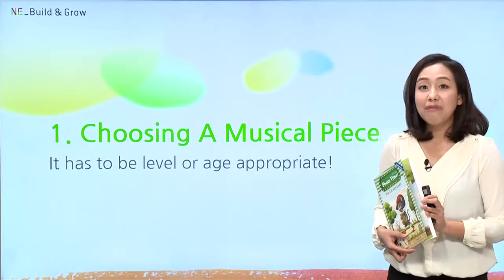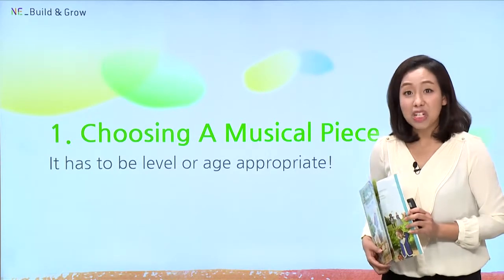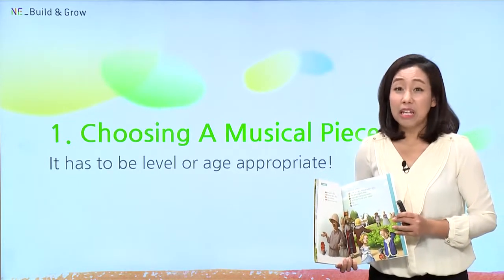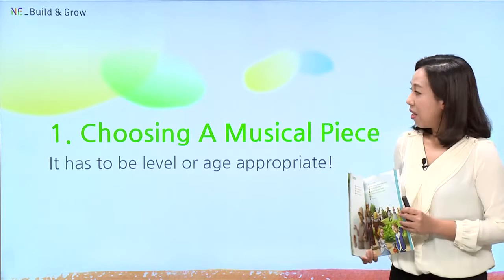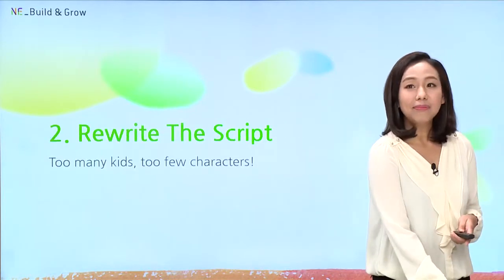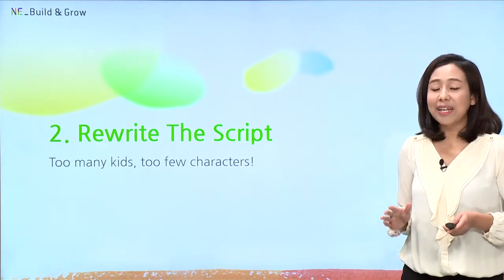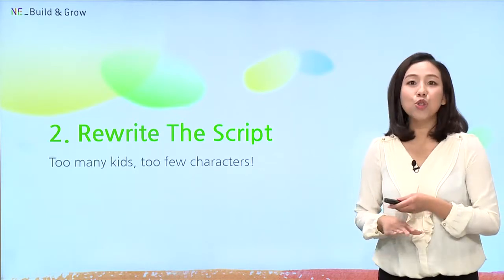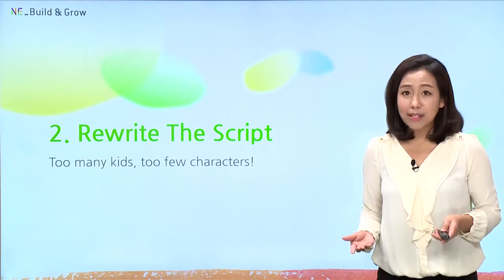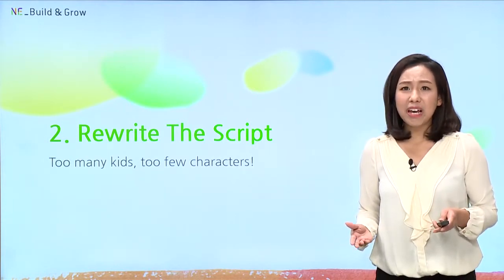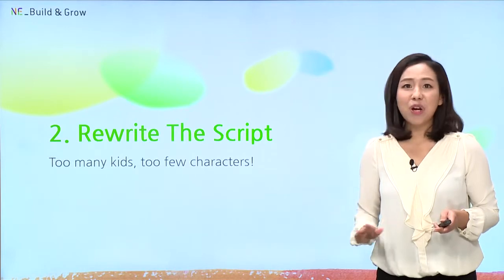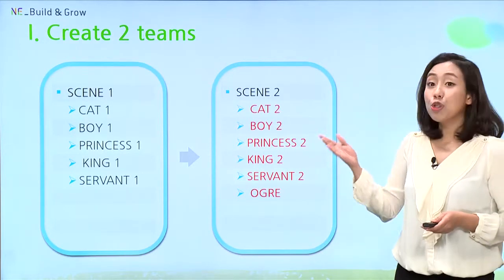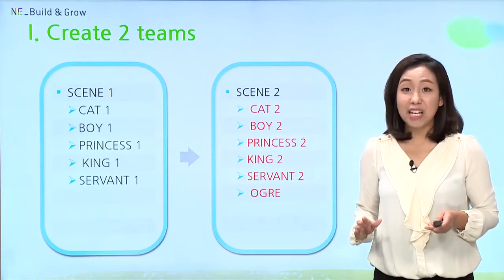And also their level of understanding the teacher's command is much easier than kids from 8 or below. So next, rewrite the script. Sometimes you would encounter problems like there are only very few characters, but there are so many kids in your class. What will you do? Or sometimes you have a lot of characters, but there are not a lot of students to do them. So first, you can create 2 teams if you have a lot of kids in your class.